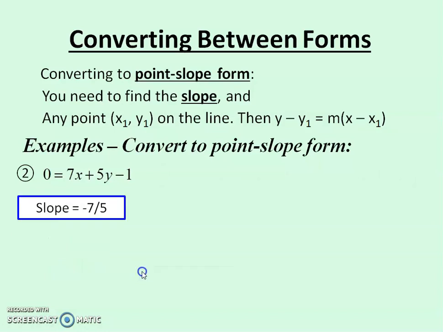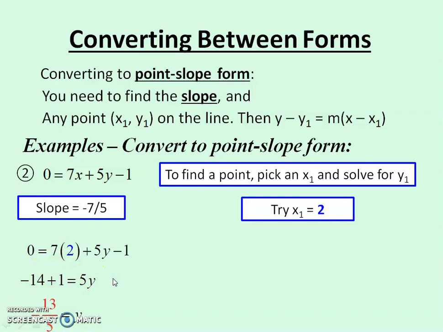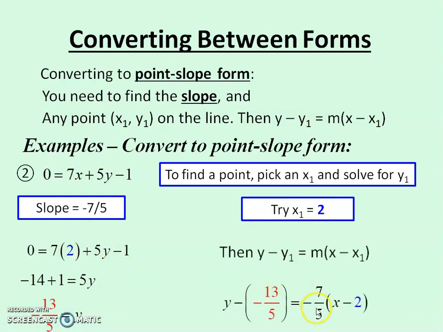Well, like I did before, I can pick any x and solve for any y. Supposing I chose x as 2, and I plugged in 2 as my x value, and I could have plugged it into the isolated version, it doesn't matter. Then when I isolate my y, I would get negative 14 plus 1 equals 5y. That works out to be negative 13 over 5 as the y value that corresponds to 2. It doesn't matter that it's a fraction. When I plug that in, I would get this.